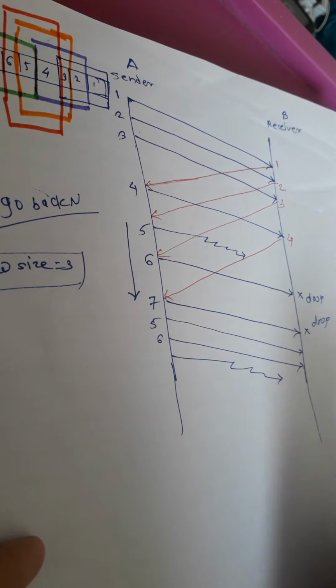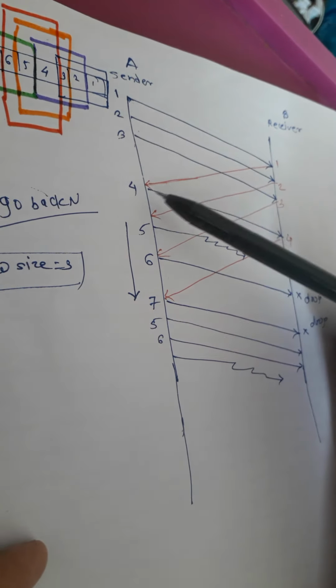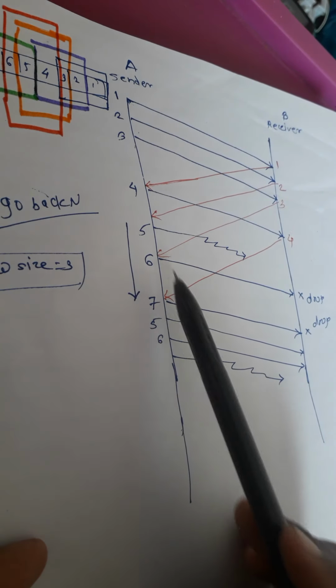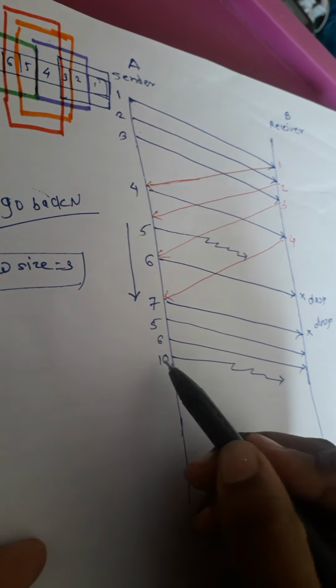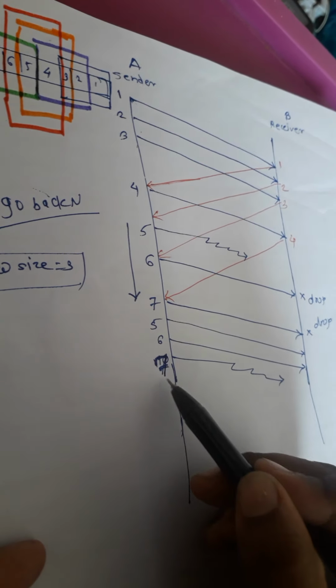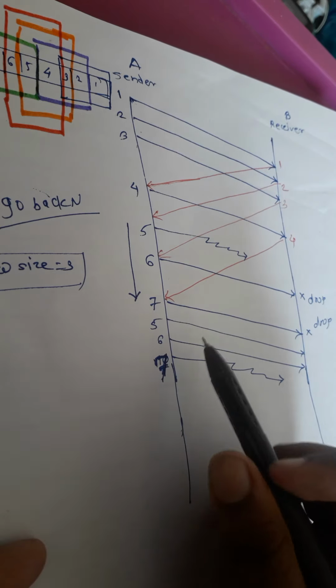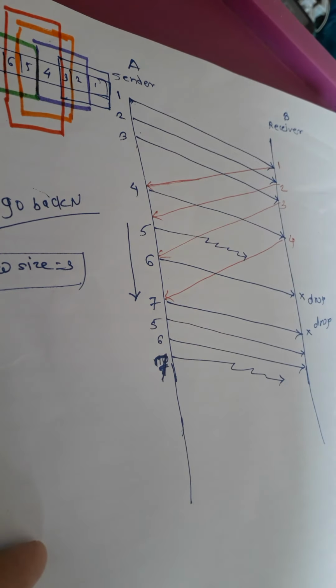Why have I drawn it like this? Because check out the condition. 1, 2, 3, 4, 5. This has been lost. 6, 7, 8, 9, 10. So this frame is the 10th one. Okay, this is the sequence number. This is our 10th frame, so this is in the order of 5. So this will be lost in between the transmission.